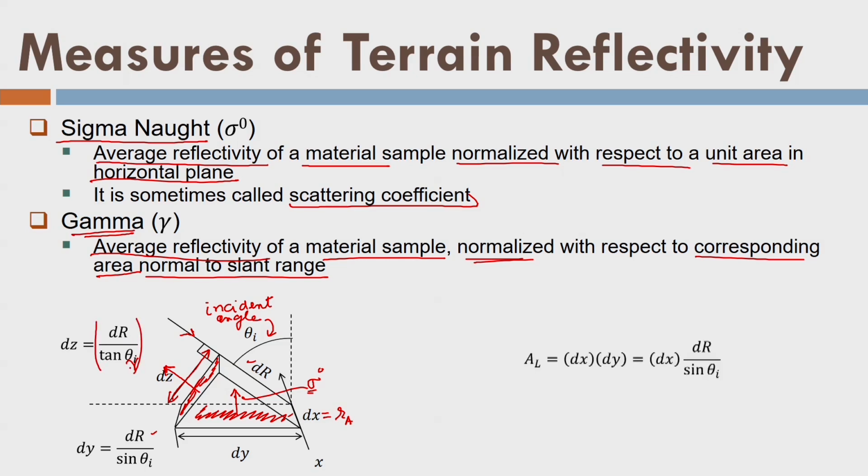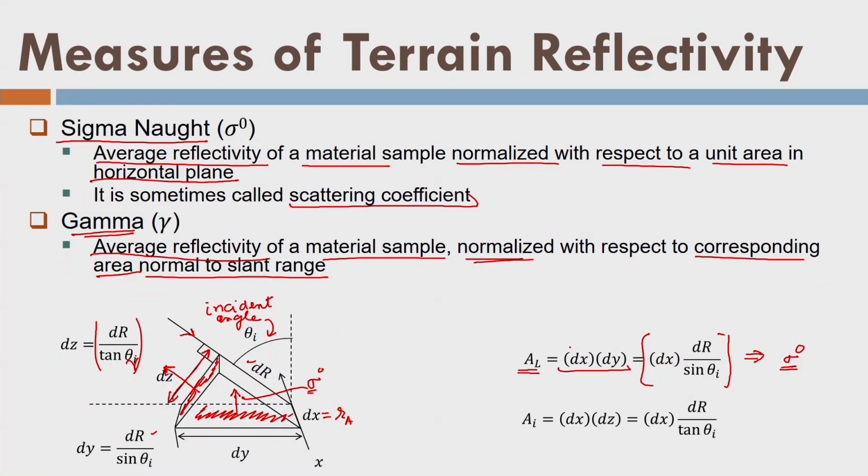Let us define these areas. One is along the flight direction, on the level plane. This is dx dy, so it is dx times dr by sin theta I, and over this area, if I calculate the average reflectivity, I define the term sigma naught on the ground surface. Now, if I reduce dx dy, I can make a point also, but going smaller than the resolution cell is meaningless. Similarly, the inclined area is dx into dz. We define gamma based on this. That means the average reflectivity on this area is gamma, and the average reflectivity on this area is sigma naught.